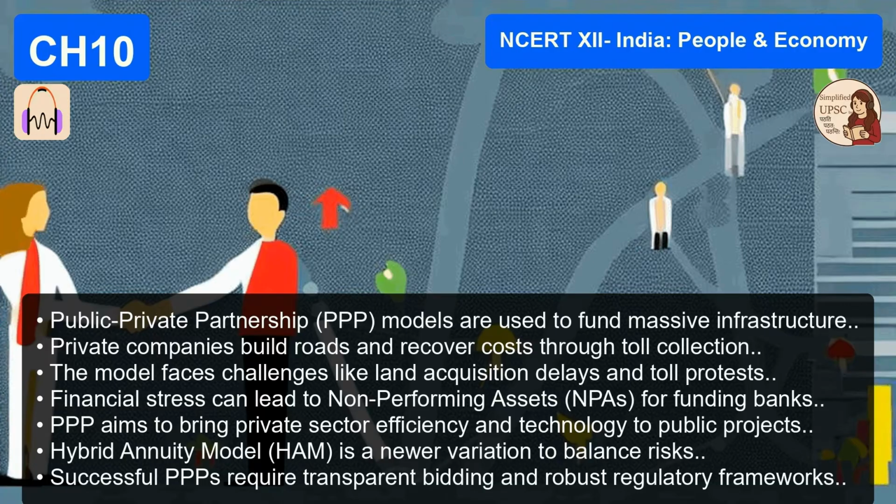Sure. So the NHAI can't possibly fund all these roads with taxpayer money alone. It's just too expensive. Right. So they use the public-private partnership, or PPP model. A private company comes in, builds the road, and then collects the toll for, say, 20 or 30 years to recover their cost, and then hands the road back to the government. That's the theory, anyway. And the criticism, where does it fall apart?